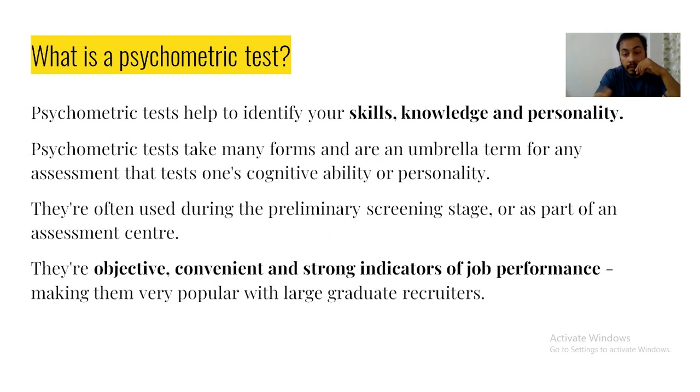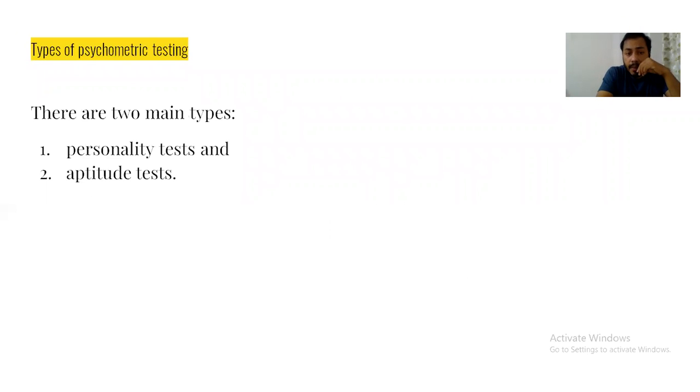If we deal with this test in our university exams, it is obviously related to our students' performance. We try to find out their IQ level. This psychometric test is very popular, mostly with large graduate recruiters. Now, what are the main types of psychometric tests? One is the personality test, and another is the aptitude test.